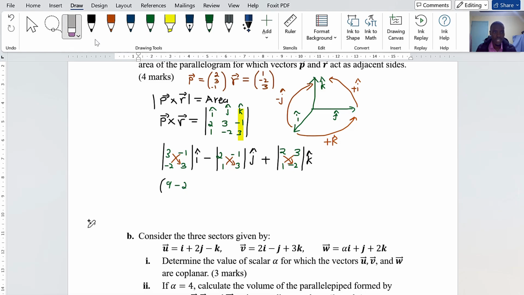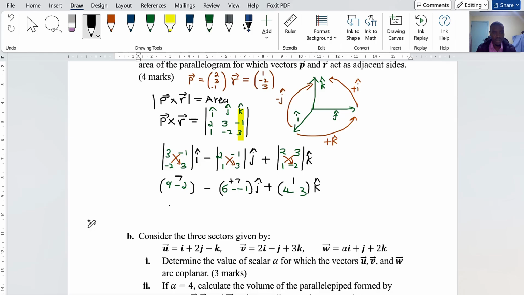So let me just put these brackets first. We'll have that minus, we got the determinant of the other one, J, then plus the determinant of the other one, then K. I can fill the brackets. Now for J, we have 2 times 3 is 6, minus 1, -1 times 1. Then for K, 2 times 2 is 4, then minus 3 times 1 is 3. So when you work this out, here we'll have 7, here we'll have 7 as well, and here we'll have 1 because of 4 minus 3.